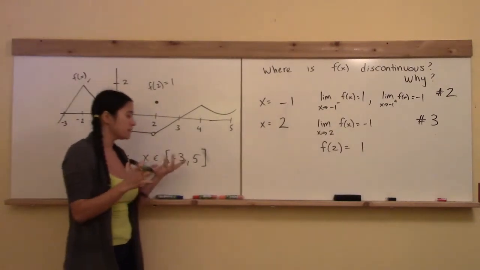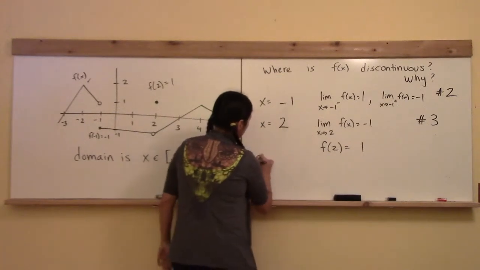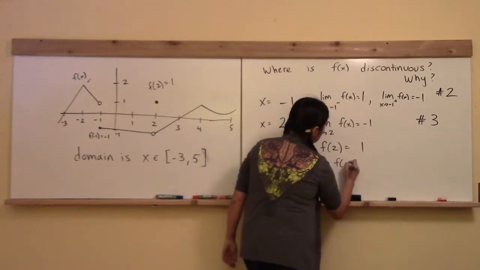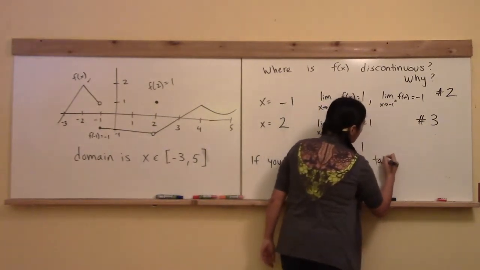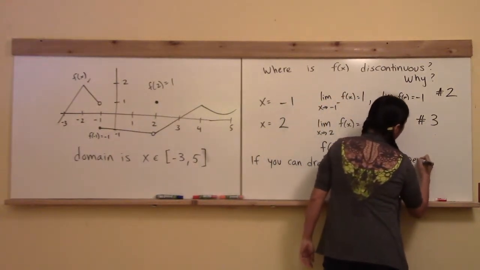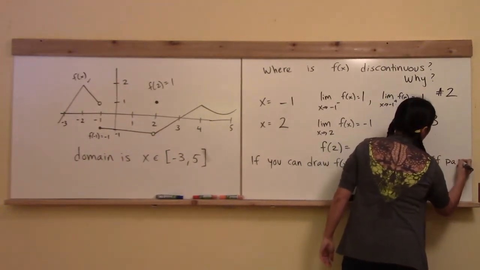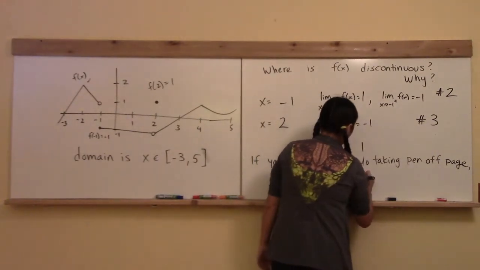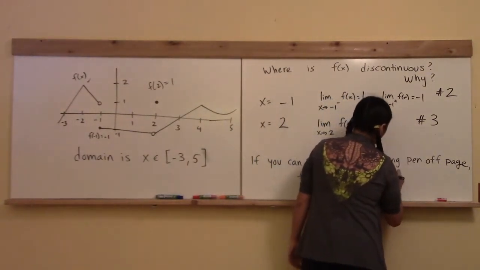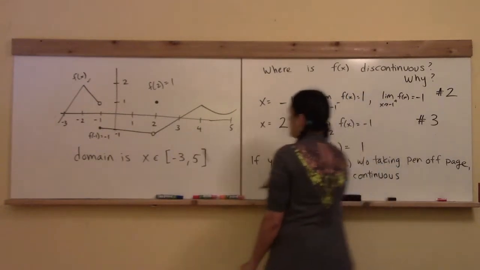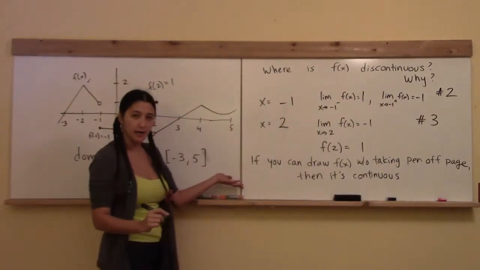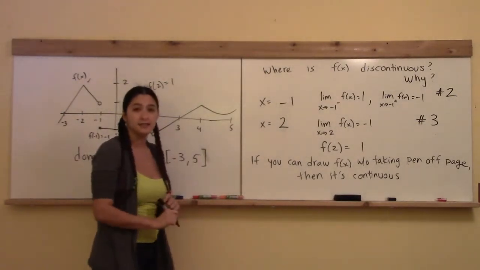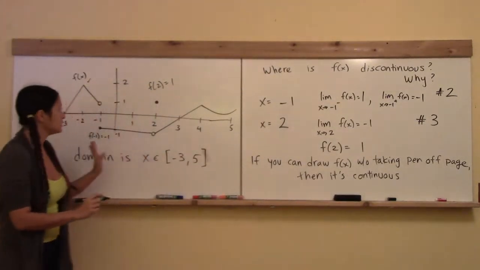And one rule of thumb is if you can draw f of x without taking your pen off the page, then it's continuous. That's just a little rule of thumb. If you do have a picture, or if you have a function and you want to graph it and draw a picture, then keep in mind that if you can draw the function without taking your pen off the page, then it's continuous. Now let's just look at this function and see how that's true.